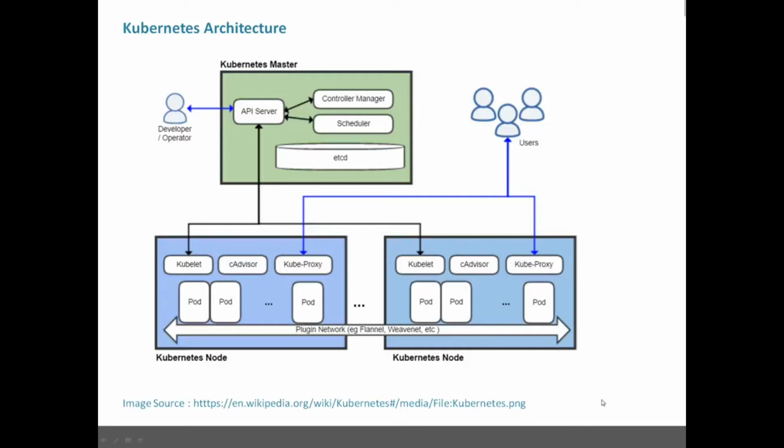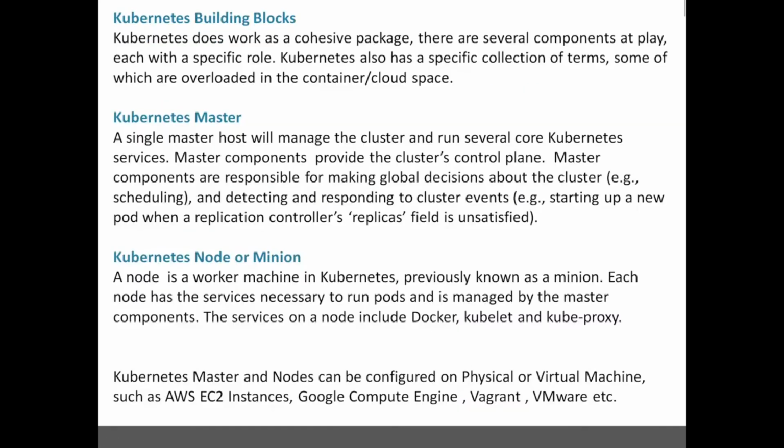Next thing, let's talk about these services, then this architecture will make more sense to you. First of all, we need to understand Kubernetes building blocks. Kubernetes works as a cohesive package. There are several components at play, each with a specific role. Kubernetes has a specific collection of terms, some of which are overloaded in the container cloud space.